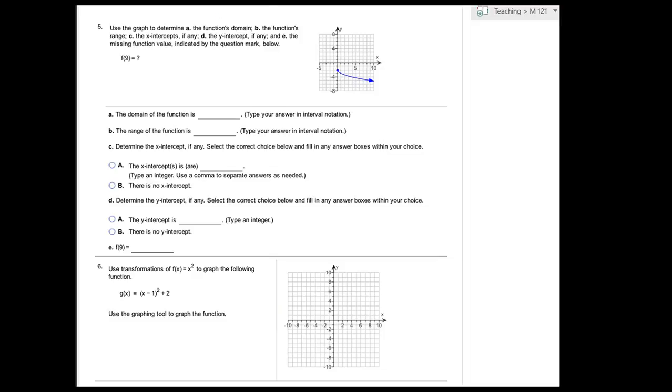Use the graph to determine the domain, the range, the x-intercepts, and the y-intercepts, and the missing value right here, which is 9. So we've got this weird kind of square root-ish looking function, and we're looking for the domain. Now there's nothing over here in the negative space. There's nothing over there. I'm going to grab a pen and say, look, there's nothing. So for our domain, it starts at 0, and then it's going to go on straight to infinity. That's our domain.